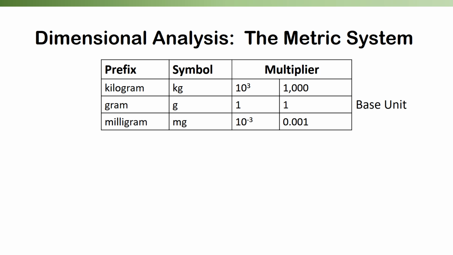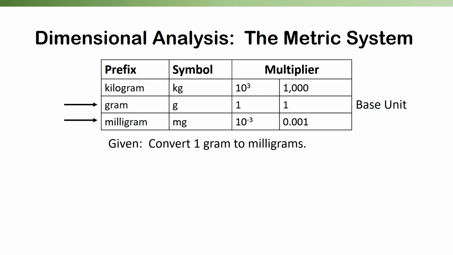All right, let's work another problem. And this time we're going to use grams and milligrams. We're going to convert between these two. So bring up a problem here. Our problem says convert 1 gram to milligrams. So looking at just our units, we are given gram, and we want our answer to be in milligrams. So the units we seek are going to be milligrams.